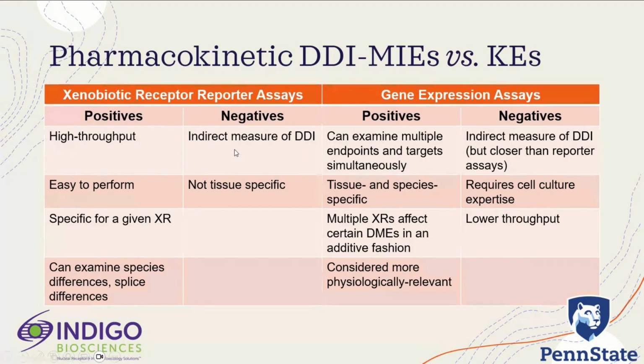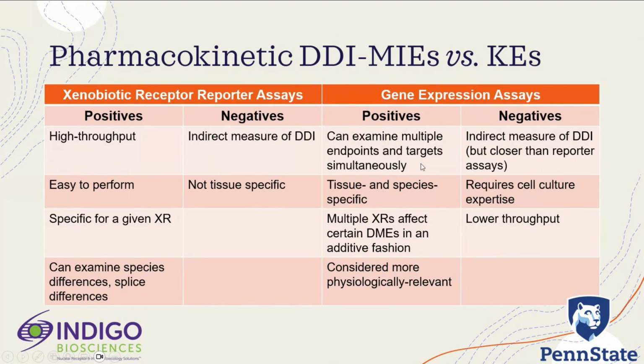Negatives, these are indirect measures. You're just looking at that molecular initiating event. And these assays are built to be robust, to be able to look at this response. We're not really looking at whether you're seeing this activity in a liver cell versus a kidney cell. We're just looking at the potential for this molecular initiating event.